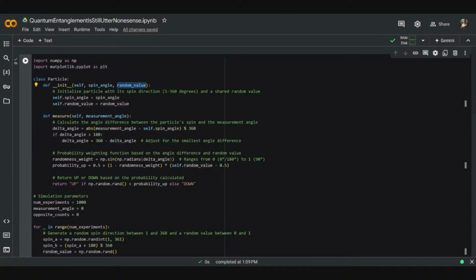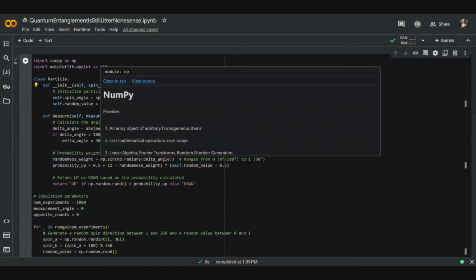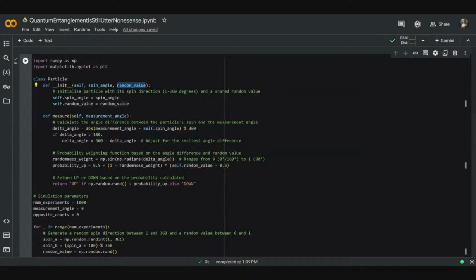Probability weighting function based. Okay, so randomness. Oh, very good. This is the randomness weight. This is very nice. It's the sign of the radian of the delta. So 0 means zero randomness. Very good. And here is the random value. So the random value times the randomness, that's the probability up.